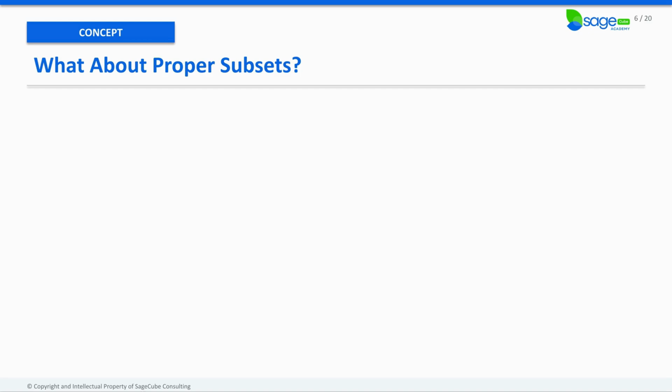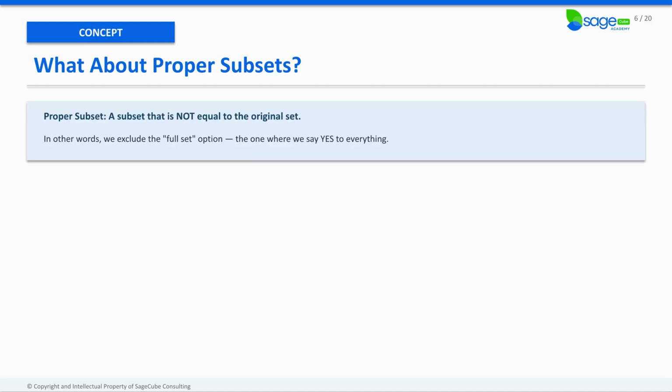So now, what if we only want to count the proper subsets? We know what a proper subset is: any subset that is not equal to the original set. So we're going to use our yes or no logic. The only subset that isn't proper is the all-yes option, the full set itself.